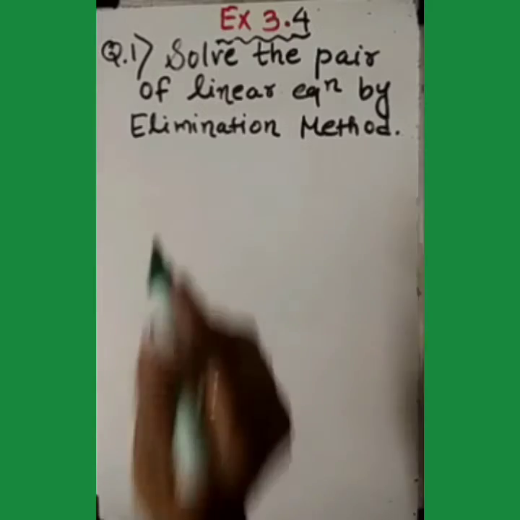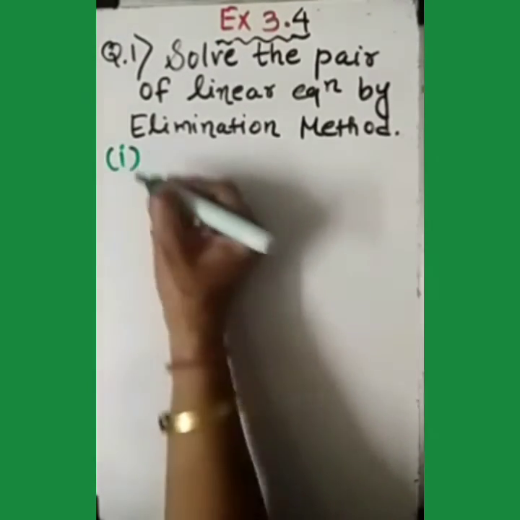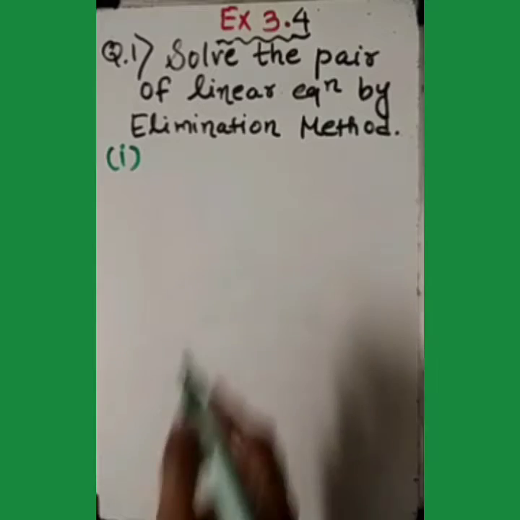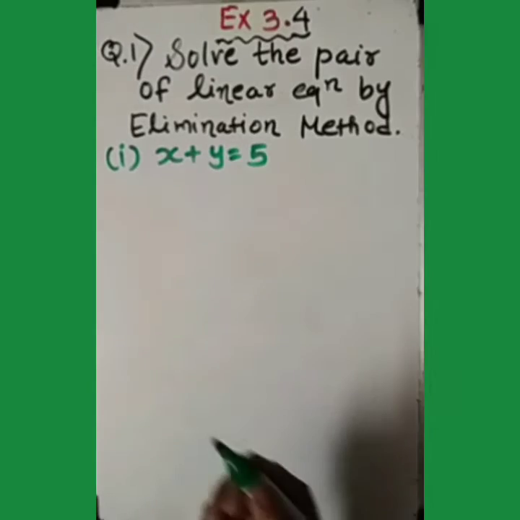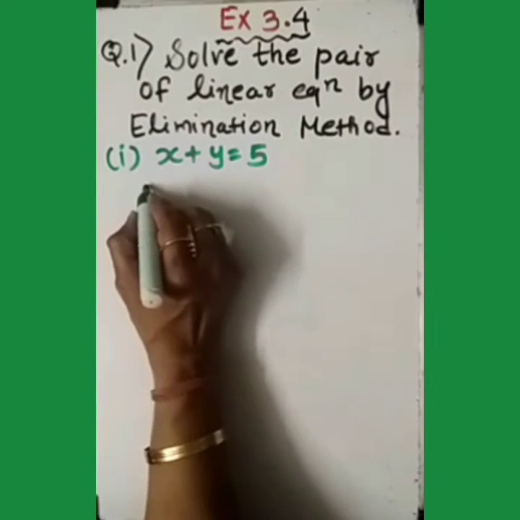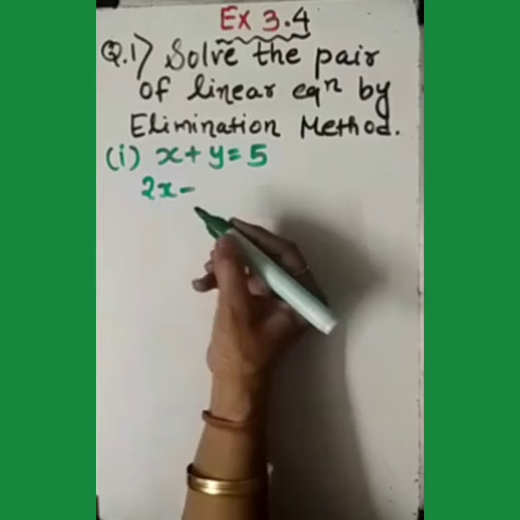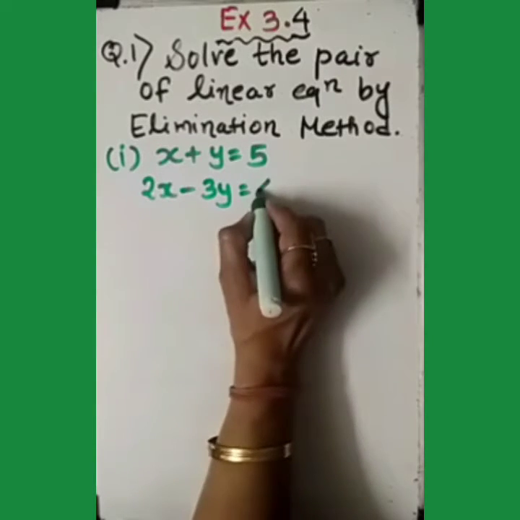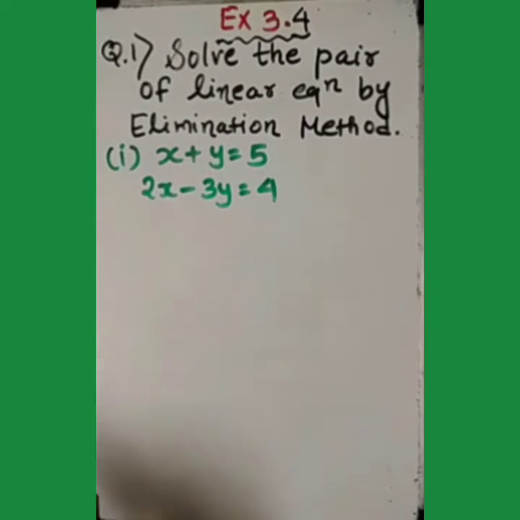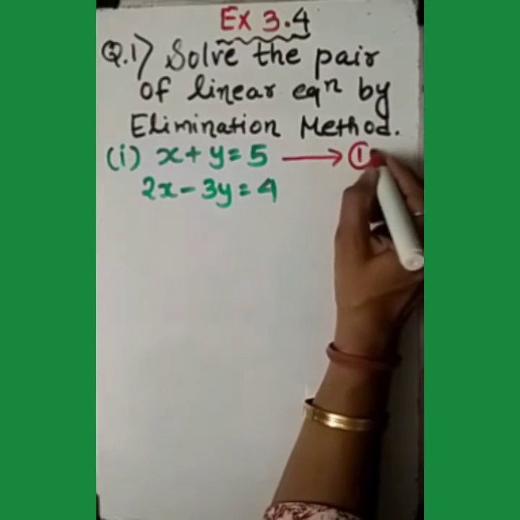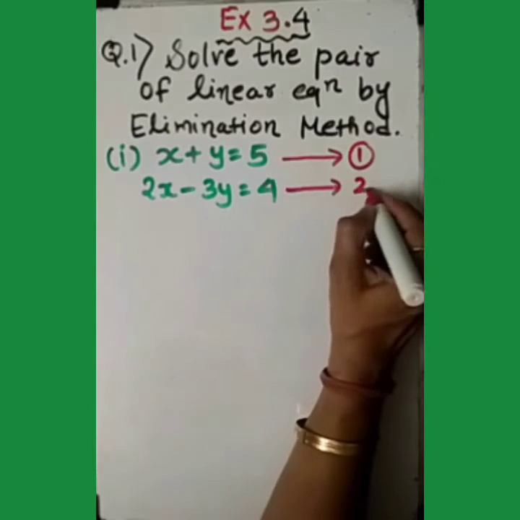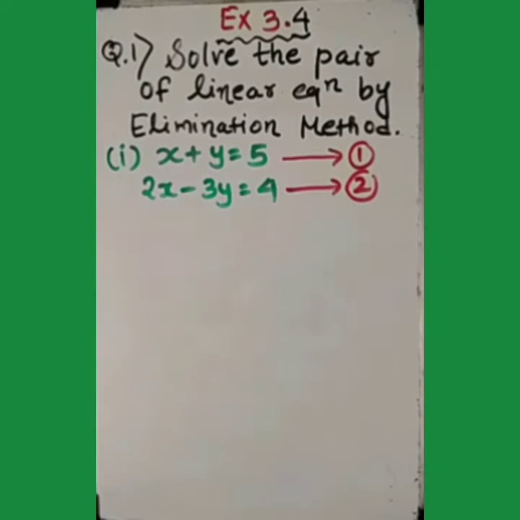Okay, let's understand this nicely with this example. The first question is x plus y equal to 5. This is the first equation, and the second equation we are given is 2x minus 3y equal to 4. You will find it easy. Look at your screen and just try to understand. This we call equation number 1 and equation number 2.